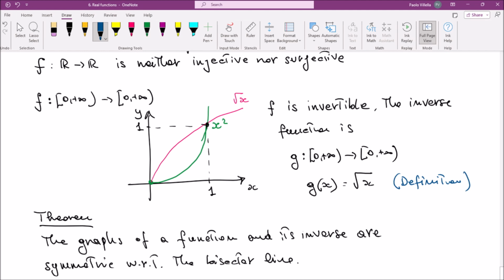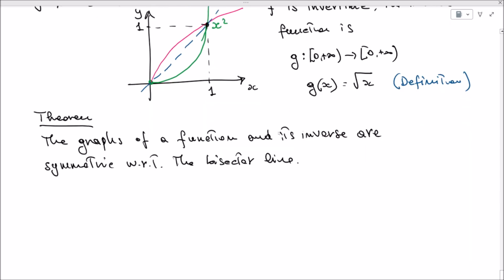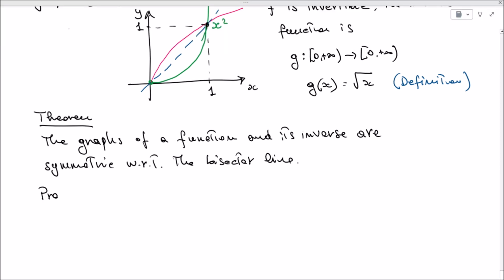Now let's prove this. So this is the bisector, and I'm saying that the two graphs are just the mirror image of the other. So let's give a proof of this theorem in the most general case, and then we'll come back to the specific case of x squared.